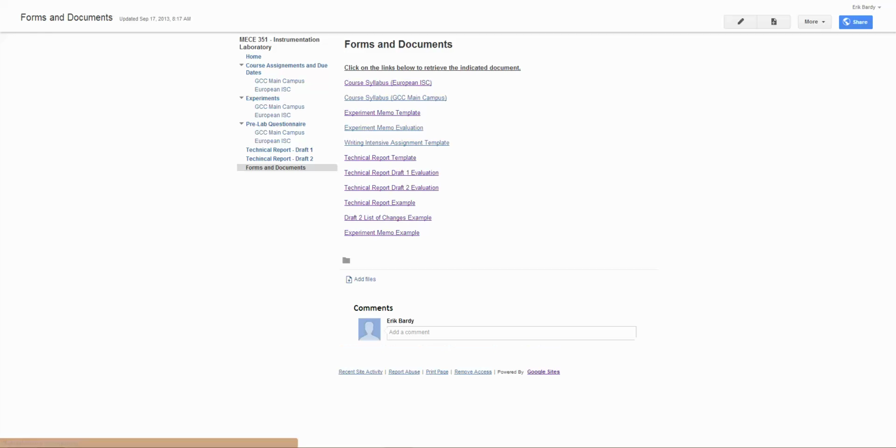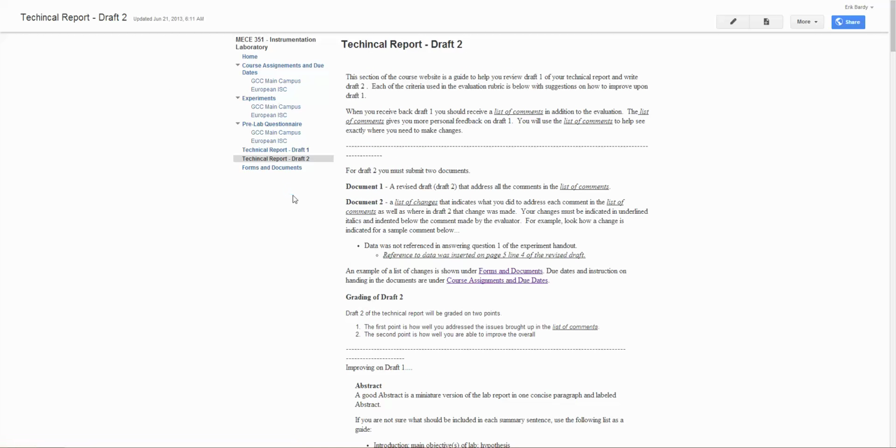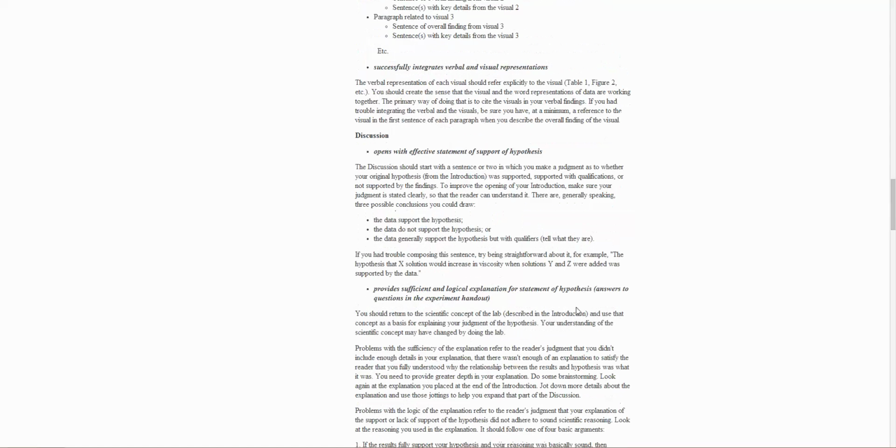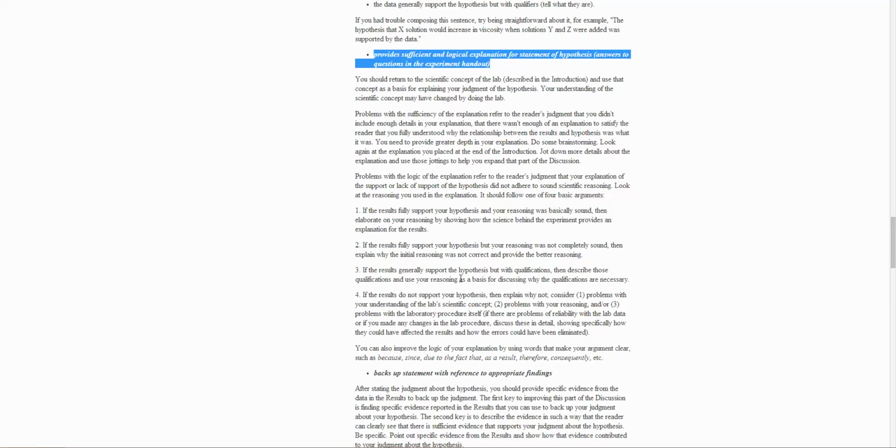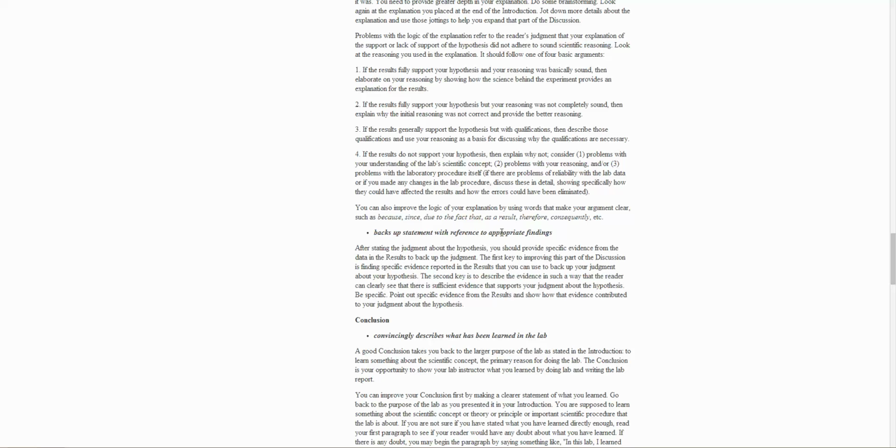Okay. After you're done with all that, if you go to Technical Report Draft 2, this will be very helpful. If you scroll down to discussion, right here, basically what I have is each criterion listed. After each criterion, there is some help to improve upon a discussion that you have already written. So there are the 3 criteria here with some help that gives you some idea about what to do in order to improve the discussion that you've already written.